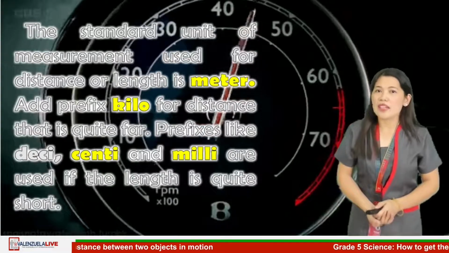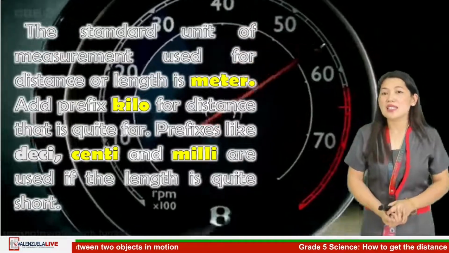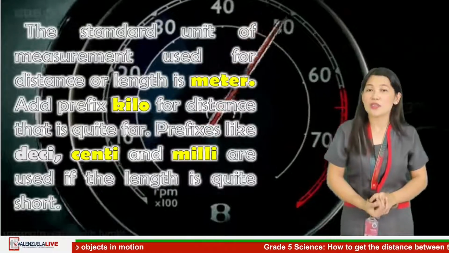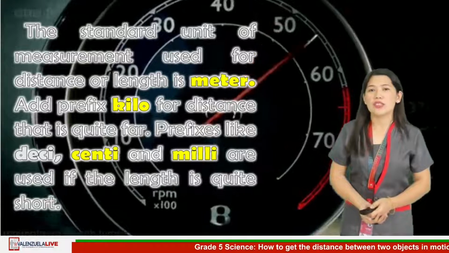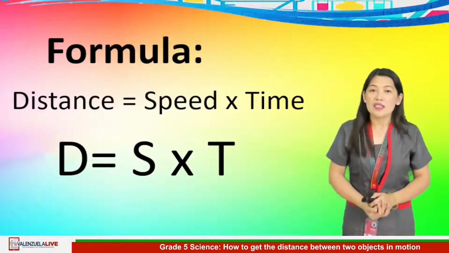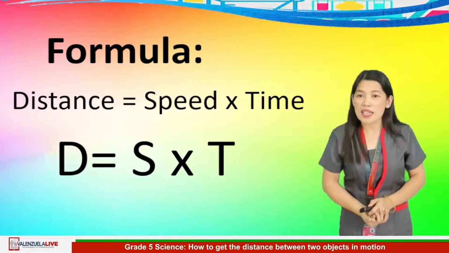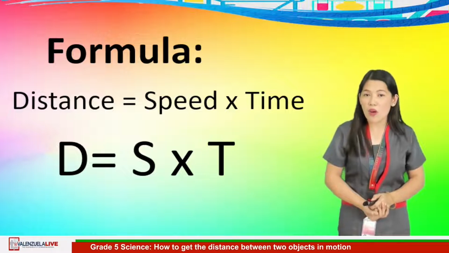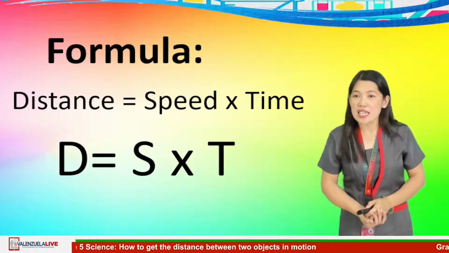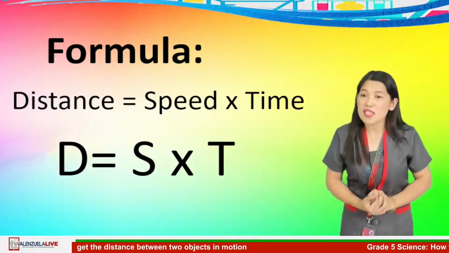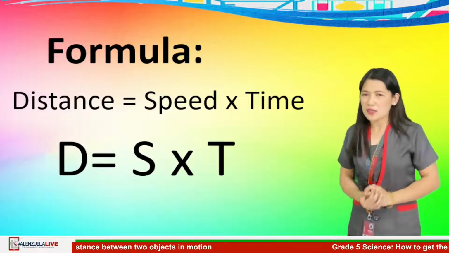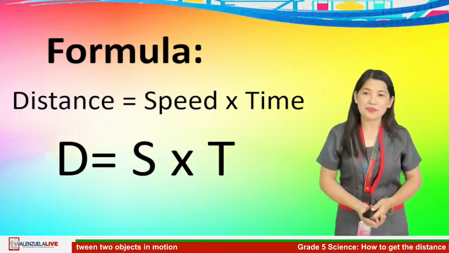And now, my dear learners, here is the formula on how we can solve the distance between two objects in motion. Distance is equals to speed multiplied by time, or simply as d equals s times t. But before we proceed to our example, I want to share this with you.